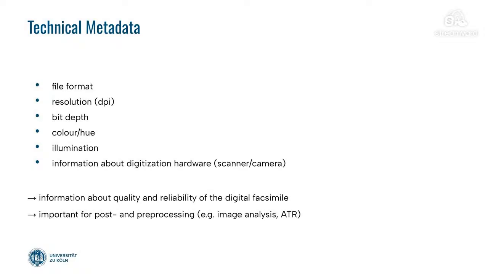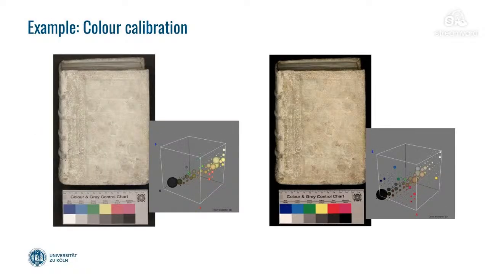So basically, in every digital image we have stored information about the digitization process, and that information can be very important to calibrate the images. Like in this example, we have, again, 2 books from the virtual reconstruction of the Library of St. Matthias in Trier. And on the left, we see the unprocessed image.